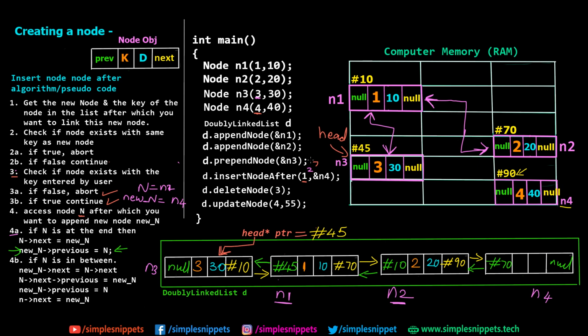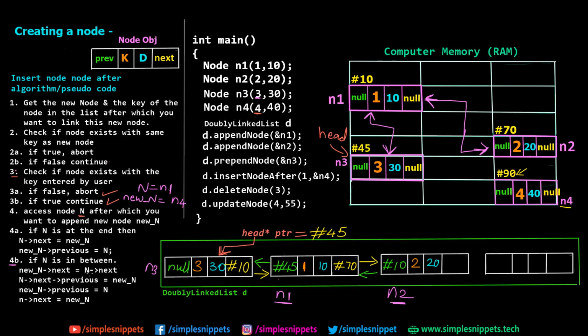But we know that what we passed initially is 1, and the node having key of 1 is n1, and it is not in the end, it is in between, right? So I just showed you what happens when the node is at the end. Now let's see what happens when the node is in between. So 4b is the step when n is in between. So here's what is happening. If n is in between, new node of next is equal to n of next.